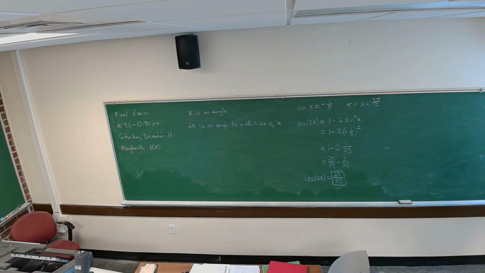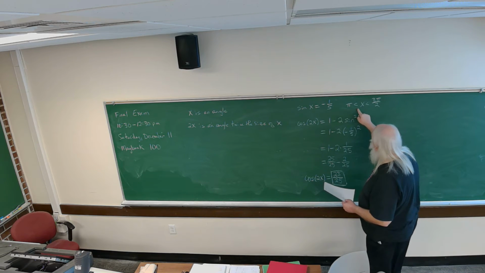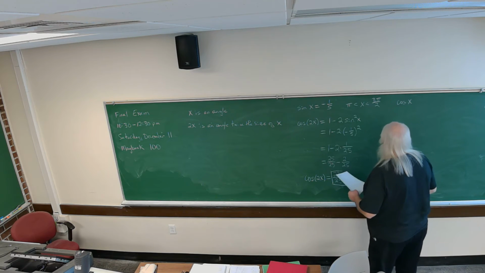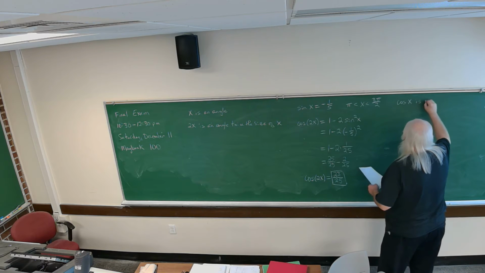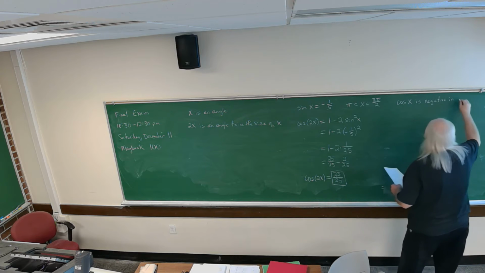Now to calculate the sine of the angle 2x, we know the sine of x, but we got to figure out what the cosine of x is. So we got some work to do on the side before we can calculate the sine of 2x. Okay. Well, angle x is in the third quadrant, and we know in the third quadrant, right, the cosine function is negative in quad 3.